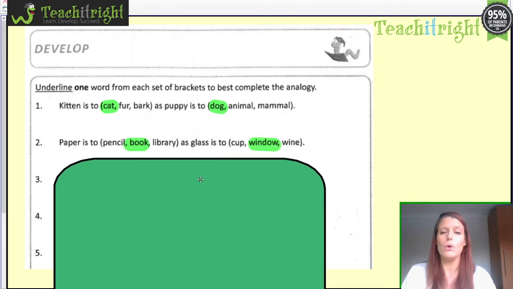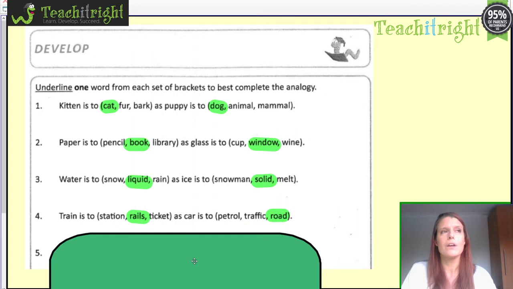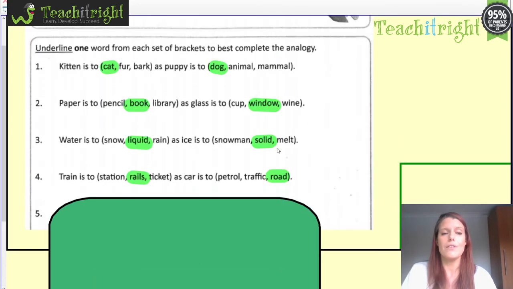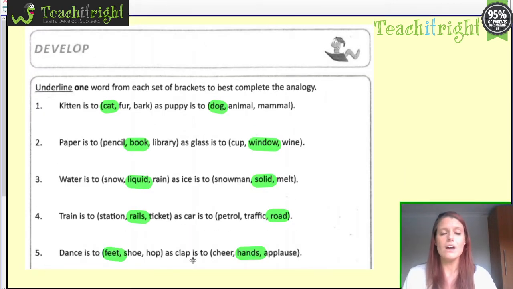Paper is to book as glass is to window. Water is to liquid as ice is to solid. So you're thinking now about the consistency of the materials, the properties. Train is to rails as car is to road. This is referring to what each vehicle travels on. And dance is to feet as clap is to hands. We use our feet and our hands.